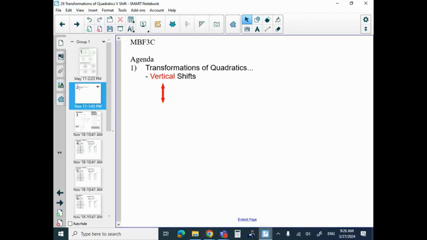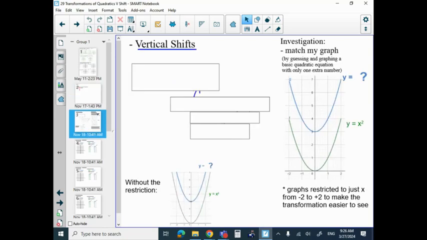Anyways, here we go. Vertical shifts of quadratics. All right, so we're going to be shifting quadratics up and down. And so same deal as before. I want you to think about what the equation would be to match that. So I have a y equals x squared here. That is the standard graph that we know and love.